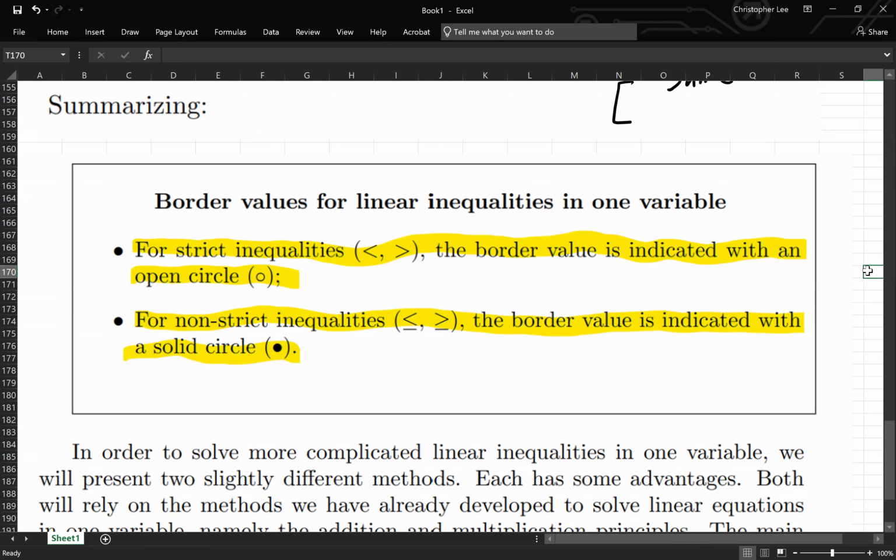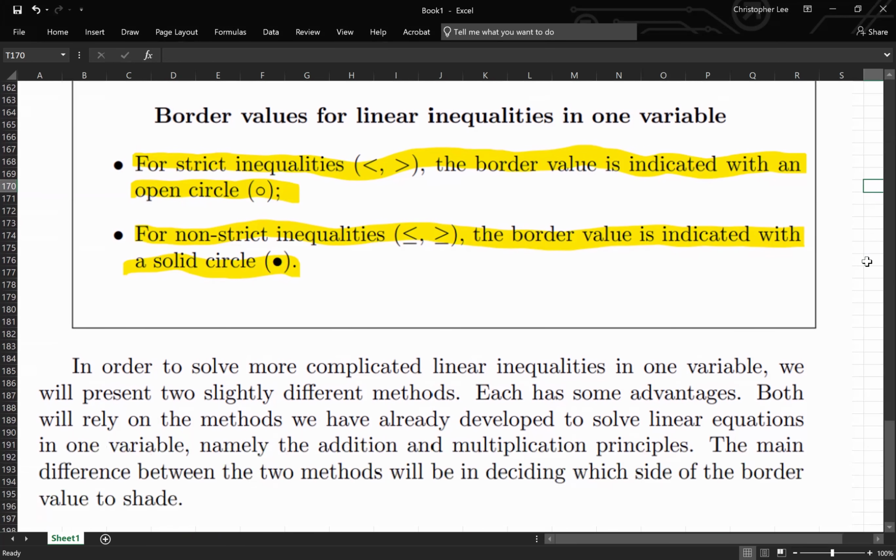Okay. In order to solve more complicated linear inequalities in one variable, we present two slightly different methods. Each has some advantages. Both will rely on the methods we have already developed to solve linear equations in one variable, namely the addition and multiplication principles. The main difference between the two methods will be deciding which side of the border value to shade.